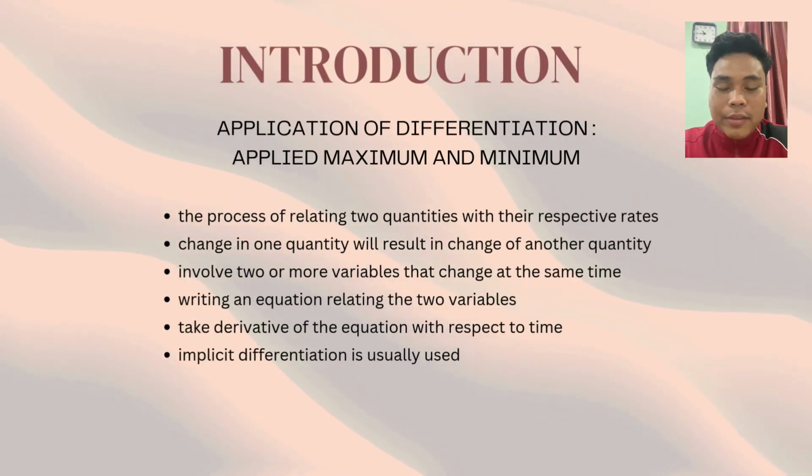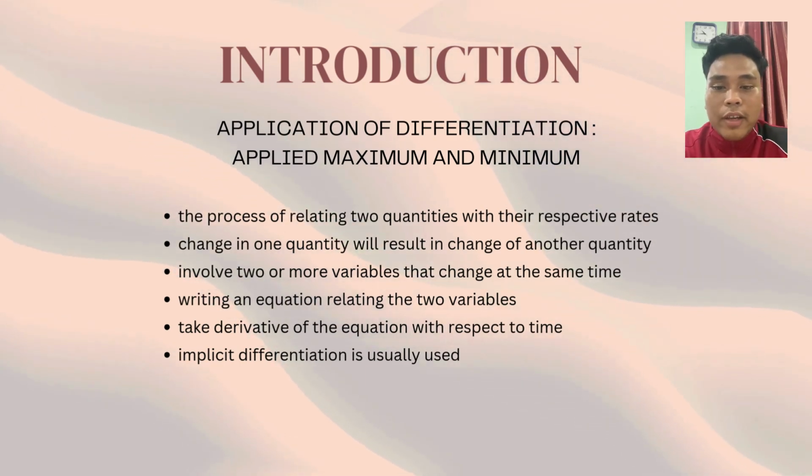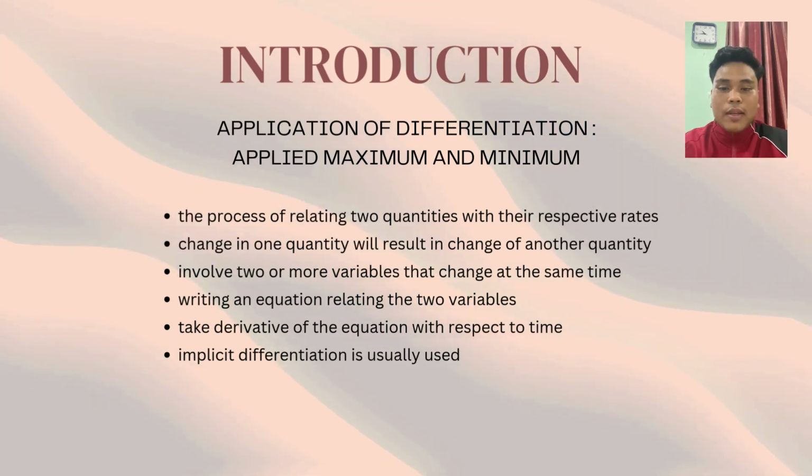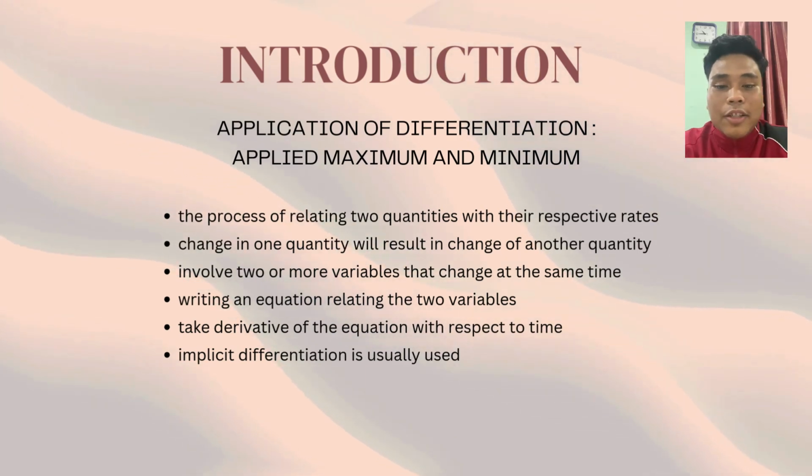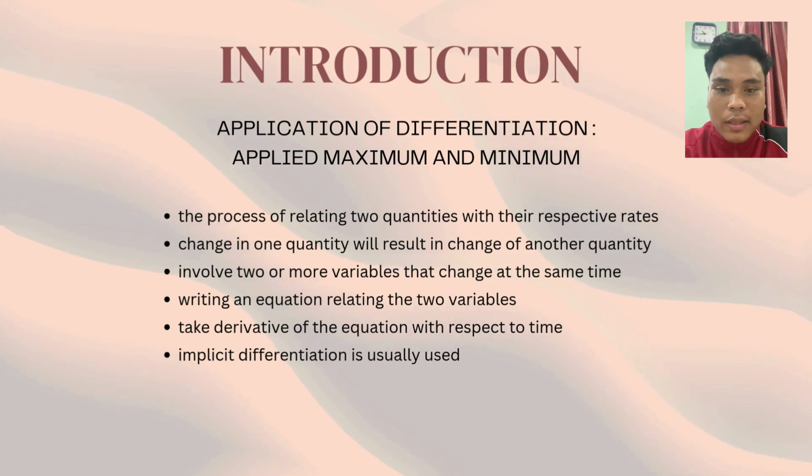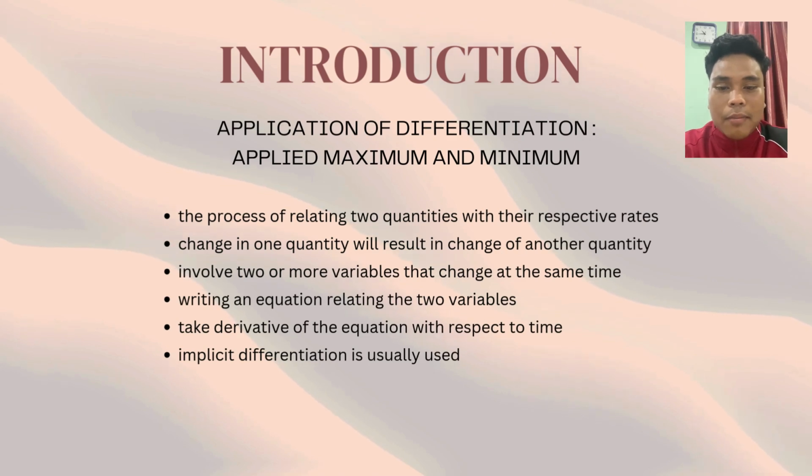Go for introduction. Applied maximum and minimum is the process of relating two quantities with their respective rate. A change in one quantity will result in a change of another quantity. It involves two or more variables that change at the same time.